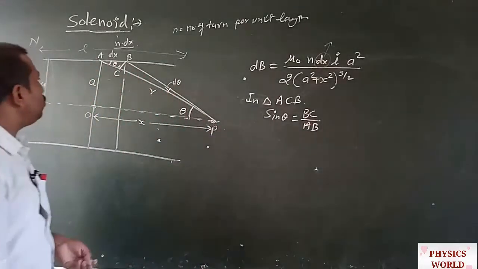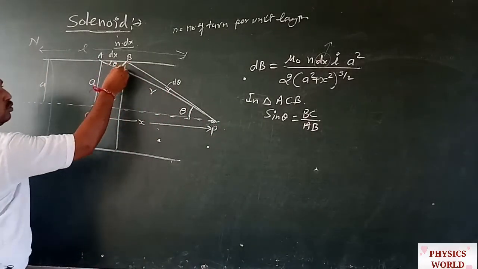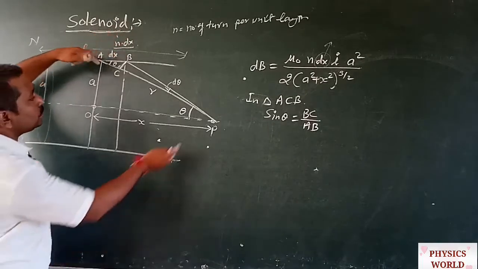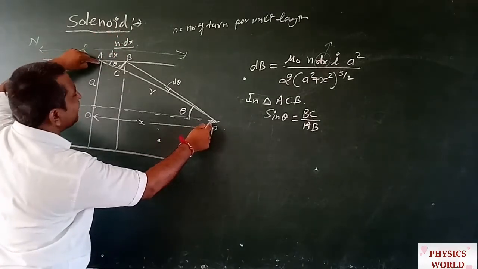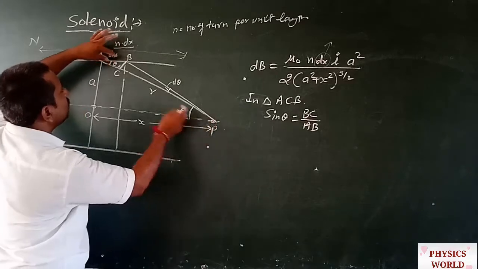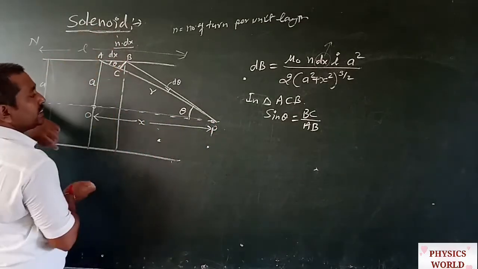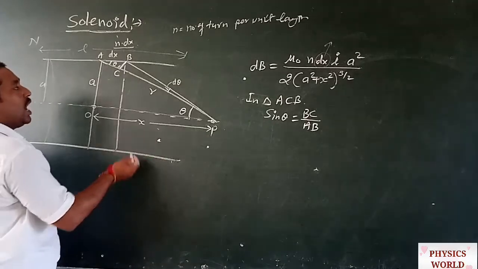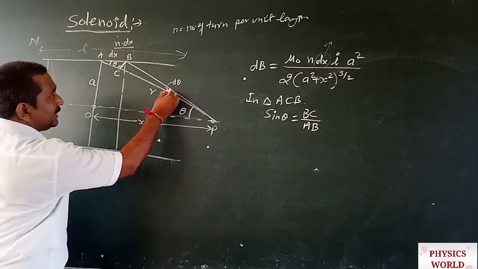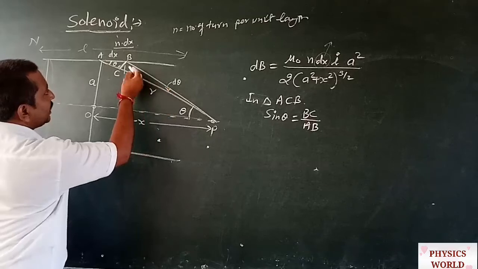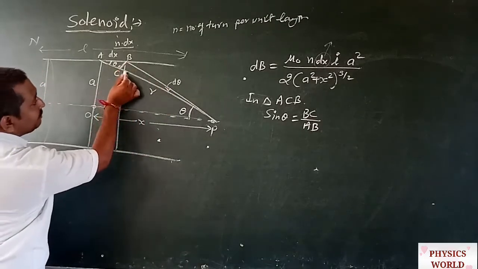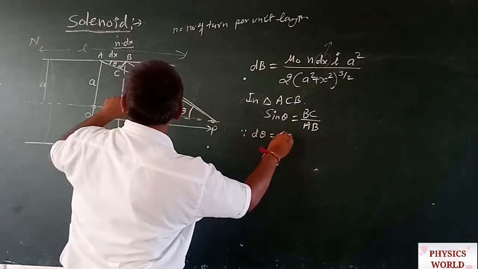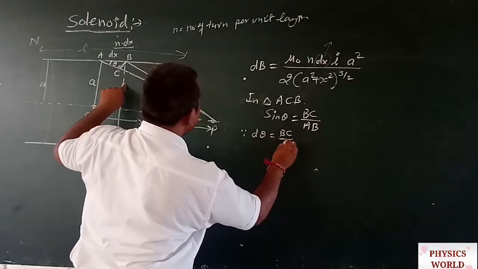Now what will be the value of BC? If these two points are very close to each other, AP will be treated as equal to BP. If we apply the formula of angle equal to arc upon radius, this angle d theta is defined as the ratio of the arc, that is BC divided by R. So from here, d theta is equal to BC divided by R.